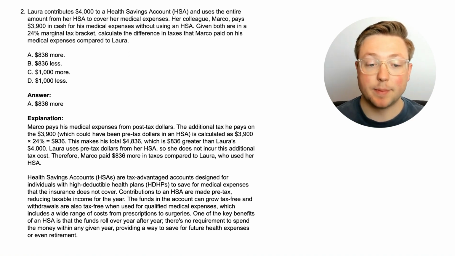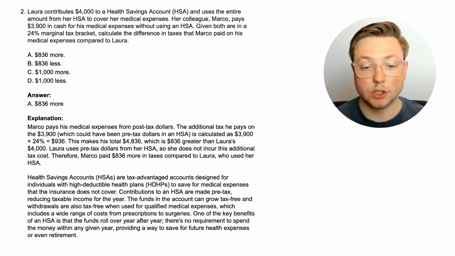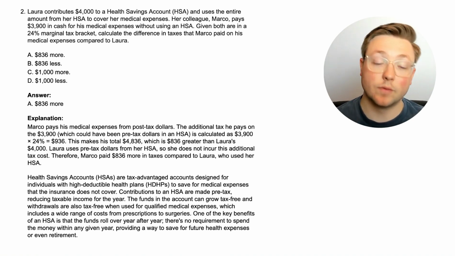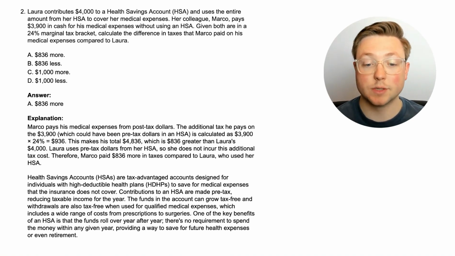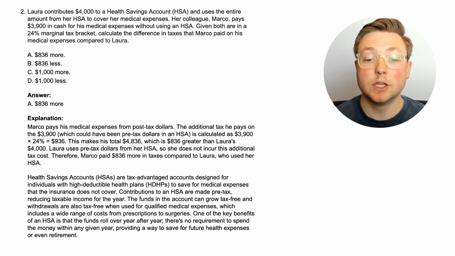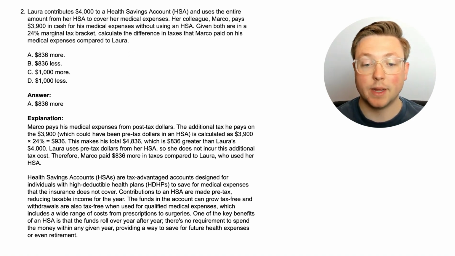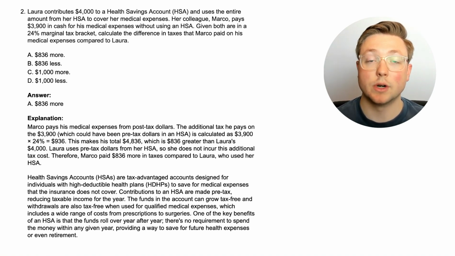The additional tax he pays on the $3,900, which could have been pre-tax dollars in an HSA, is calculated as $3,900 times 24%, or $936. This makes his total $4,836, which is $836 greater than Laura's $4,000. Laura uses pre-tax dollars from her HSA, so she does not incur this additional tax cost. Therefore, Marco paid $836 more in taxes compared to Laura, who used her HSA.